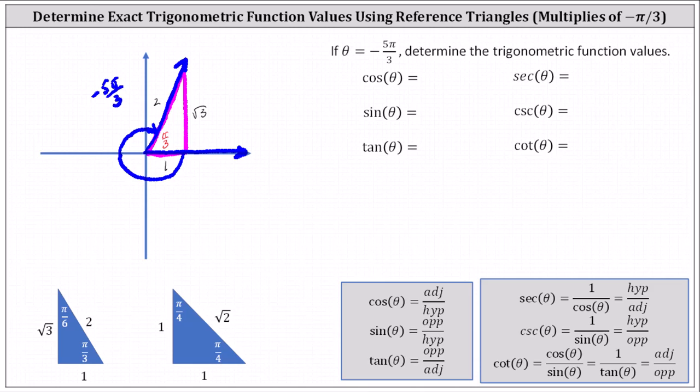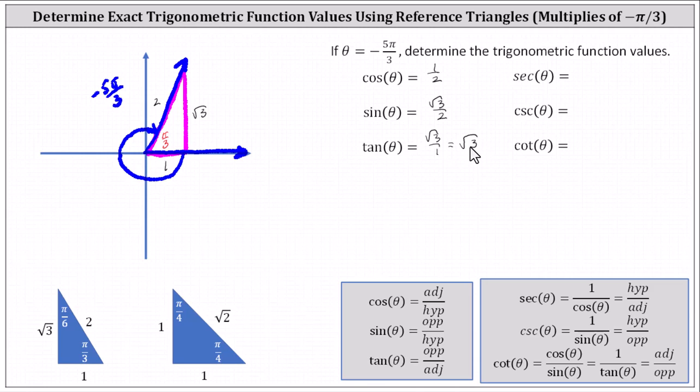Cosine negative 5 pi divided by 3 equals the ratio of the adjacent side to the hypotenuse, which is 1/2. Sine negative 5 pi divided by 3 equals the ratio of the opposite side to the hypotenuse, which is square root 3 divided by 2. Tangent negative 5 pi divided by 3 equals the ratio of the opposite side to the adjacent side, which is square root 3 divided by 1, which simplifies to square root 3.